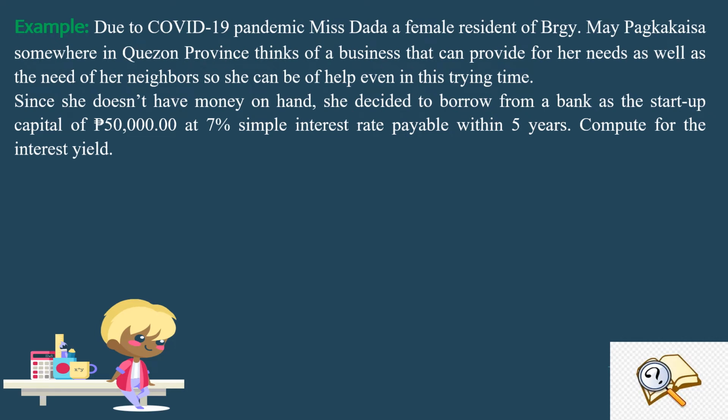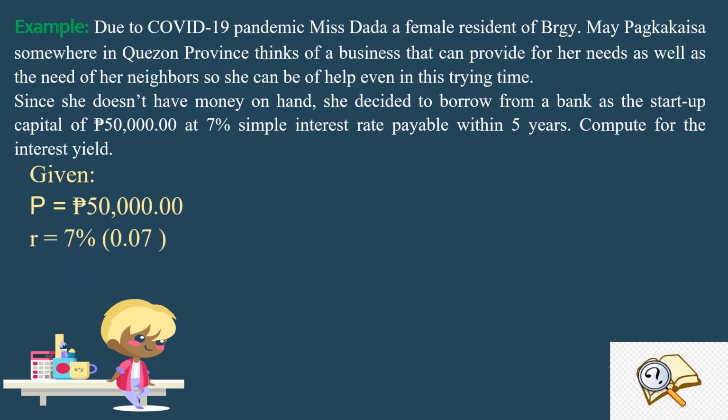So, compute for the interest yield. First, to compute that, we need to determine what the givens are. We discussed that earlier in the definition of terms. So, let's identify the given. Analyze the problem. What is 50,000? That is the amount of money he will use as capital for the business. So, that is the principal.